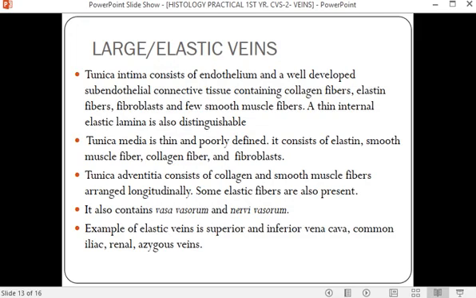Tunica adventitia also contains vasa vasorum and nervi vasorum. Vasa vasorum are basically the blood vessels which supply the walls of large veins, and nervi vasorum are the unmyelinated sympathetic nerve fibers which supply the smooth muscles within the tunica media as well as tunica adventitia. Examples of elastic veins are the superior and inferior vena cava, common iliac, renal, and azygous veins.